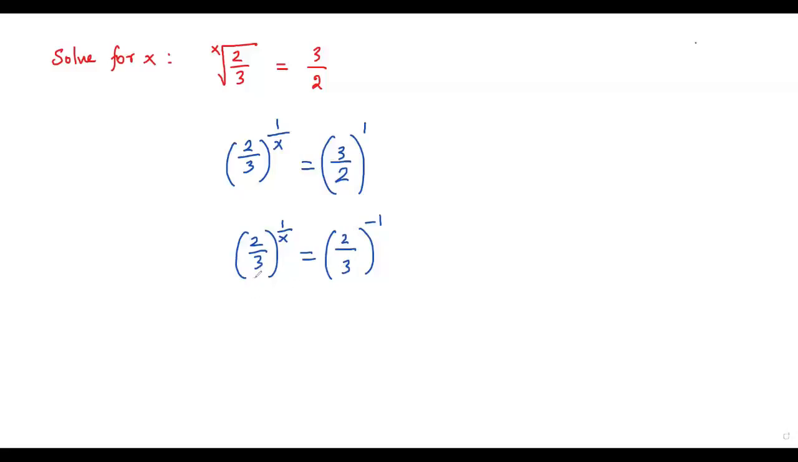Now we have the same base on both sides. Since the two terms are equal with the same base, we can equate the exponents. When I equate the exponents, I get 1 over x equals negative 1.